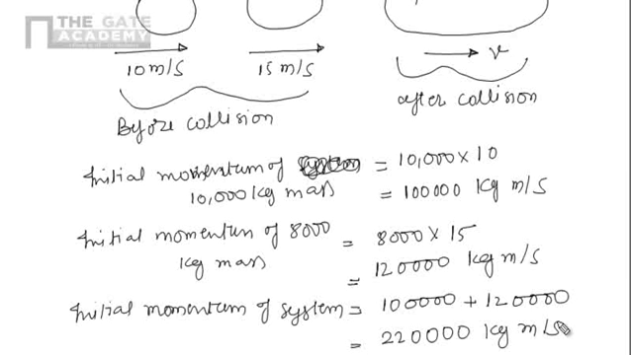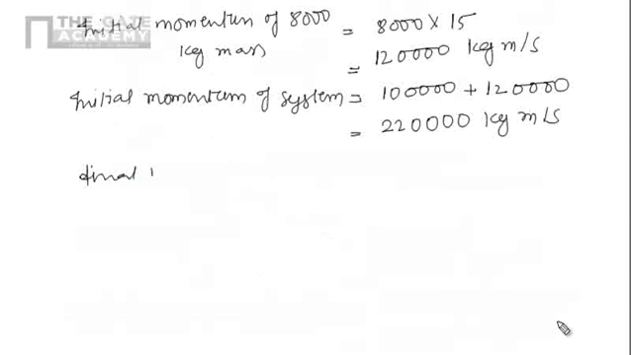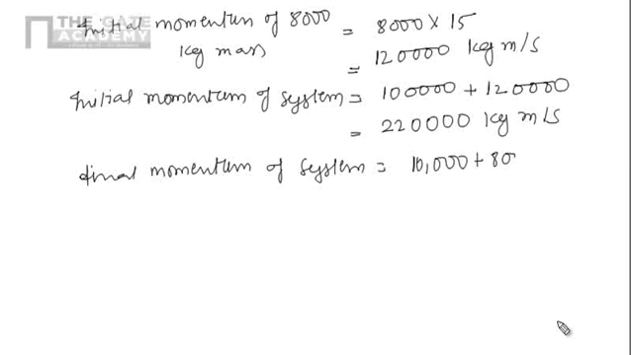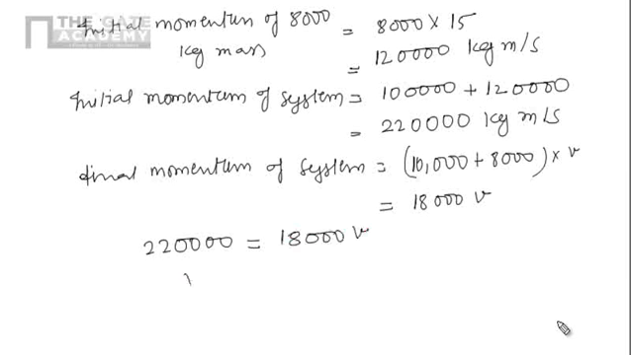So now talk about the final momentum of the system. We have 10,000 plus 8,000, into V. So we have 18,000 V. So now according to the law of conservation of linear momentum, initial momentum, that is 2200000, will be equal to final momentum, that is 18,000 V.